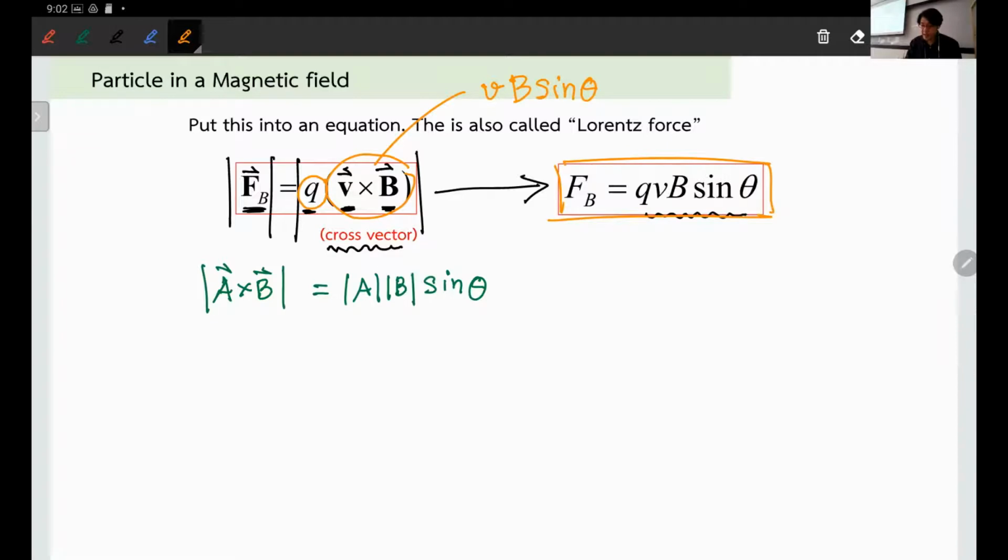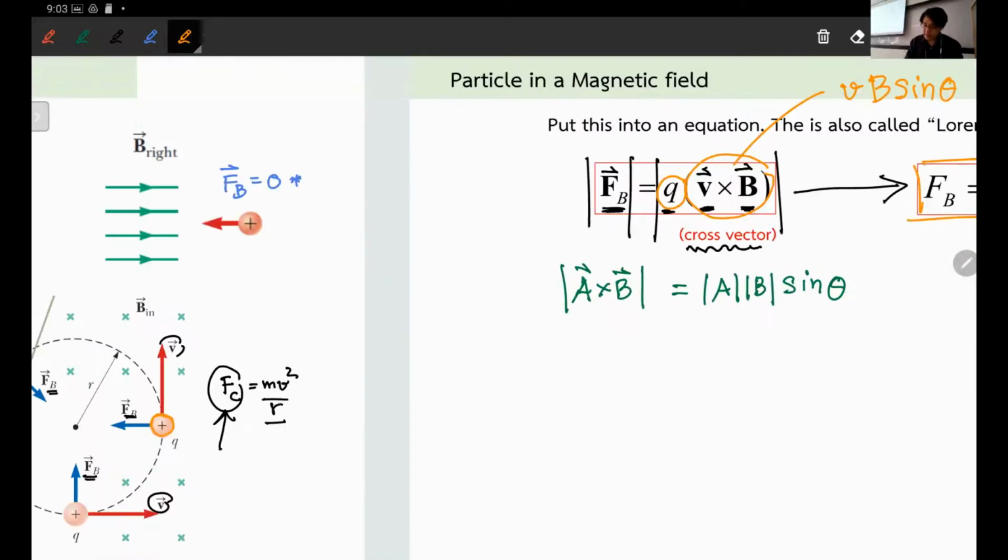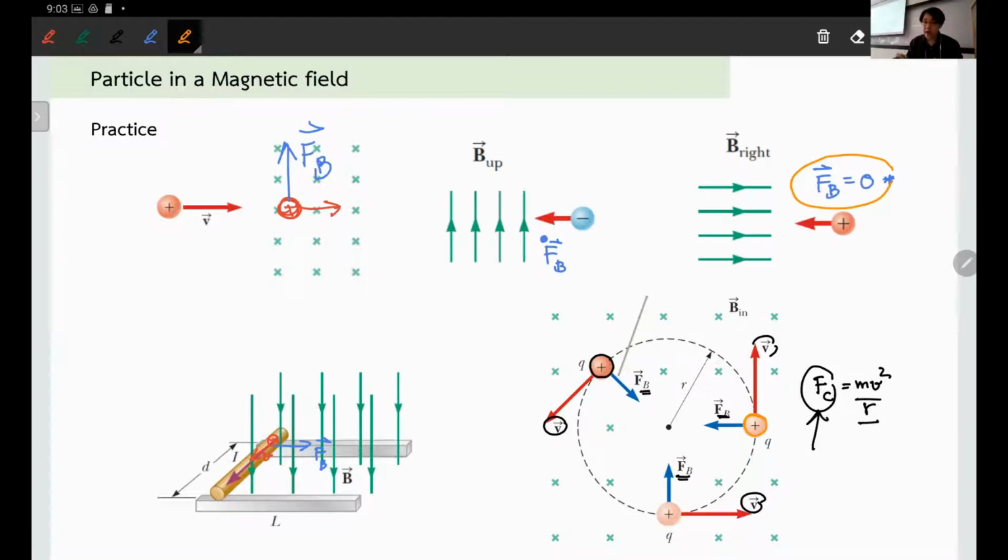Okay, and this gives you the go back in this case. We have already seen that in this case you have zero force, and now you can understand through the formula why, because now the velocity vector is pointing to your left, magnetic field vector pointing to your right. So in this case, the theta is 180 degrees. You guys with me? All right, so that's why the sine of this is definitely zero, sine 180.